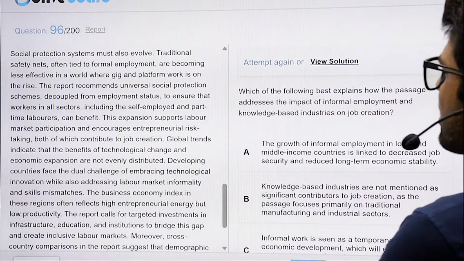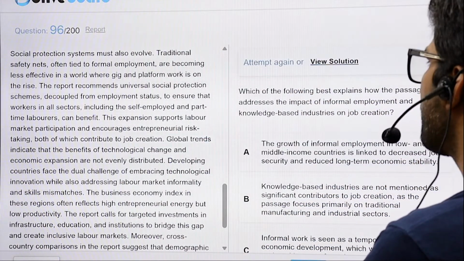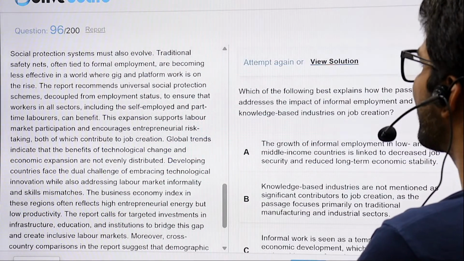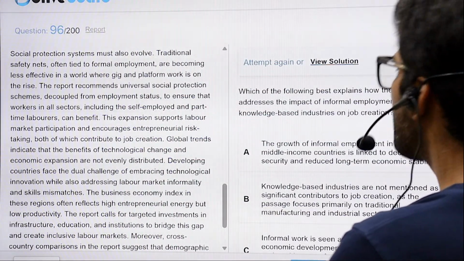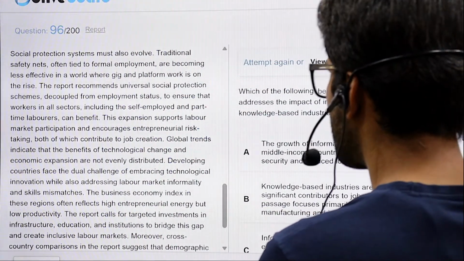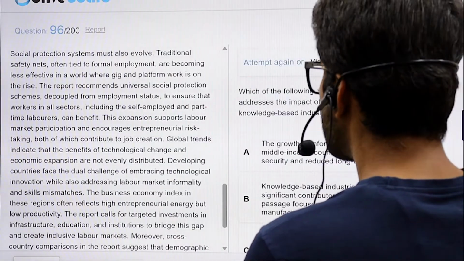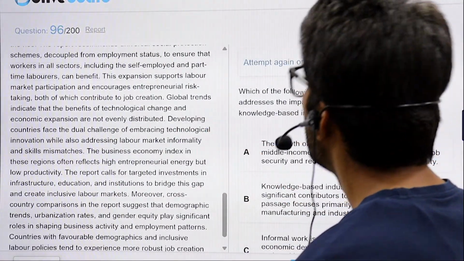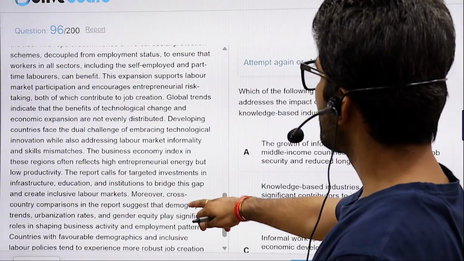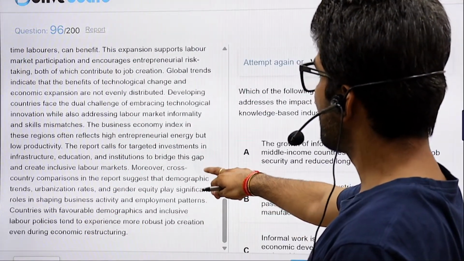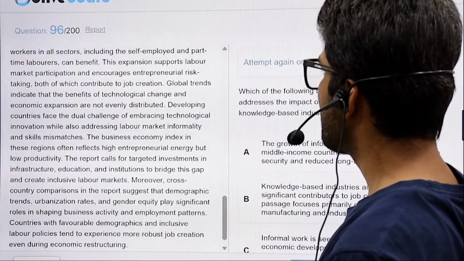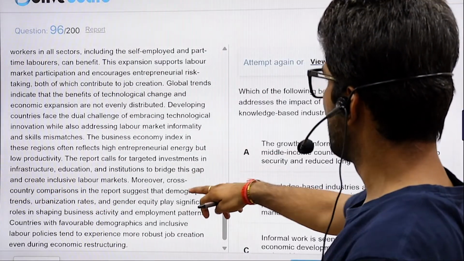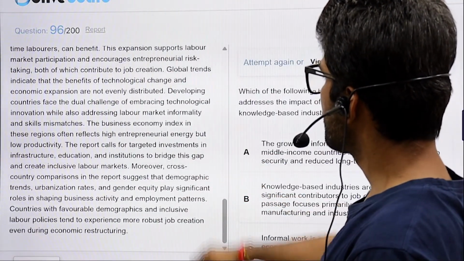Social protection systems must also evolve. Traditional safety nets, often tied to formal employment, are becoming less effective in a world where gig and platform work is on the rise. The report recommends universal social protection schemes decoupled from employment status to ensure that workers in all sectors, including the self-employed and part-time laborers, can benefit. This expansion supports labor market participation and encourages risk taking, both of which contribute to job creation.